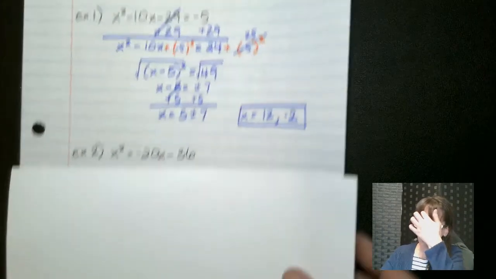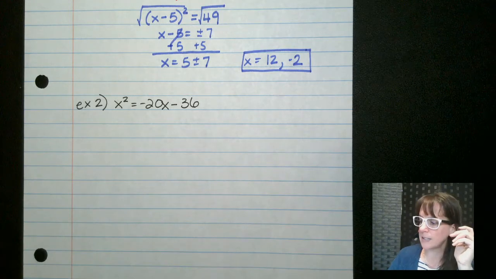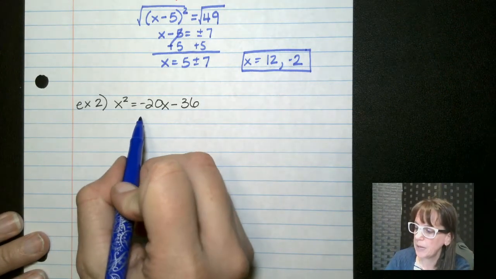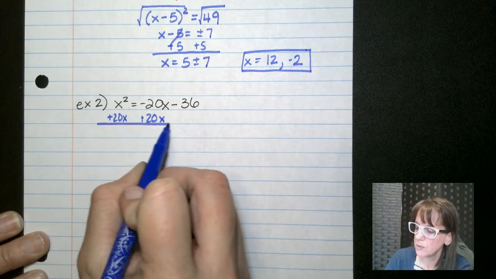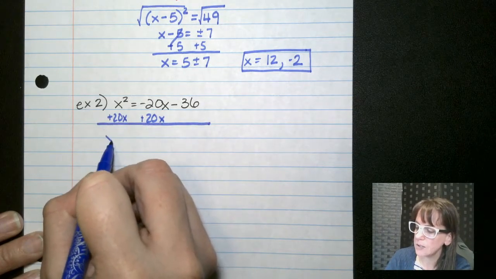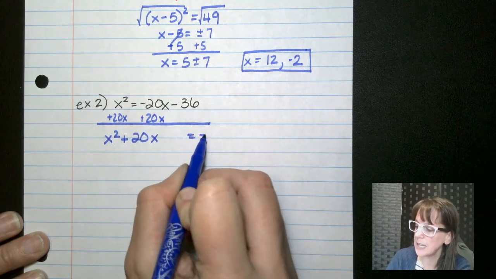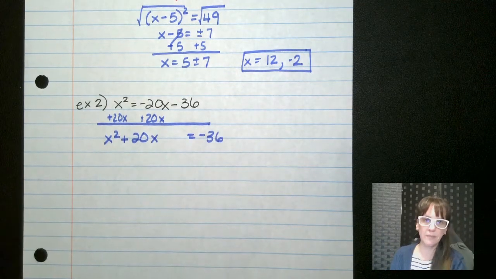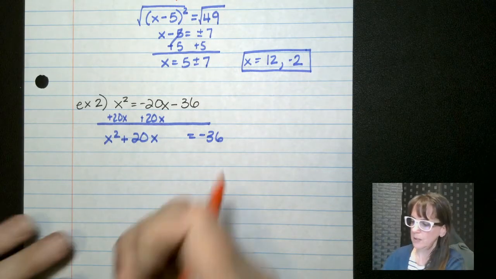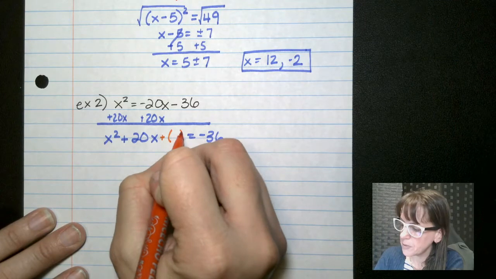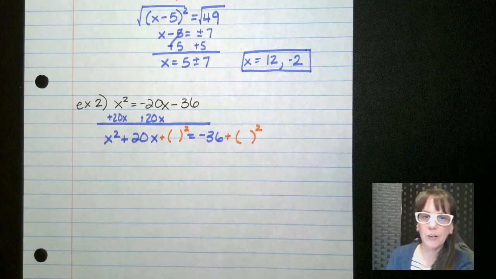Good. Okay, so let's try this one right here. Again, we want to get our x's on one side, non-x's on the other. So I'm going to add 20x to both sides, so plus 20x. So now what I have is x squared plus 20x equals -36. Again, you'll see that I left a big space there, and that's because I'm going to add some bubbles squared. I want to turn this into a perfect square trinomial. If I add bubbles squared there, I have to do it on the other side.